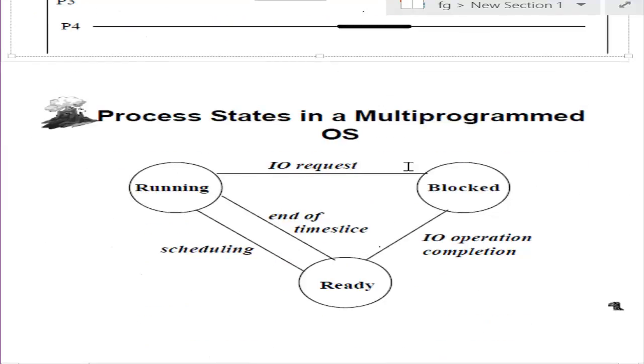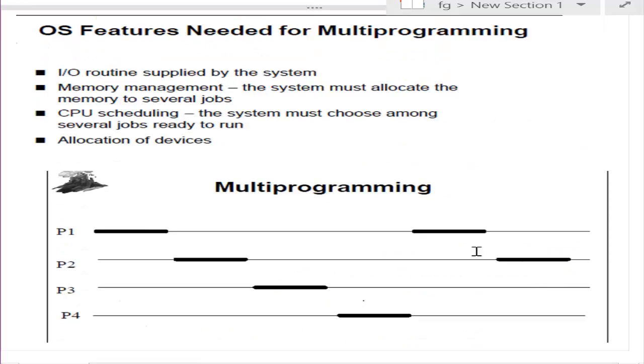If you are running and you have an I/O request, you are blocked, but when you are done with the I/O request, you are ready and waiting for scheduling. End of slice, this is time sharing. We'll talk about it later on. So now there is a lot more to be done by the OS.